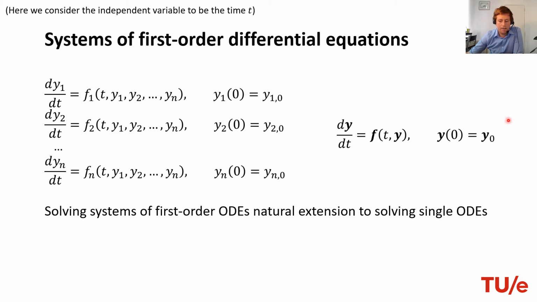But we can rewrite this more compactly into this notation, where I use boldface for vectors. If we define the vector y as having components y1, y2, up until yn, and the vector f as having components f1, f2, up until fn, then we can easily rewrite this system of equations into a more compact form, with these vectors y, f, and also y naught, which holds all the initial conditions.